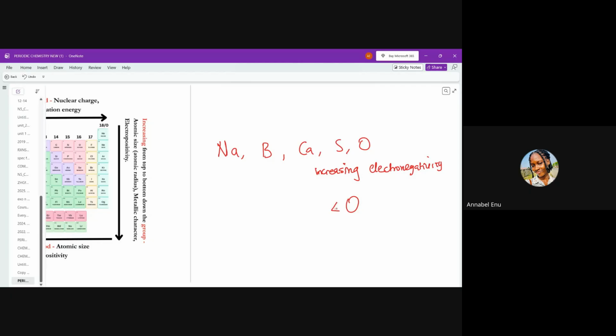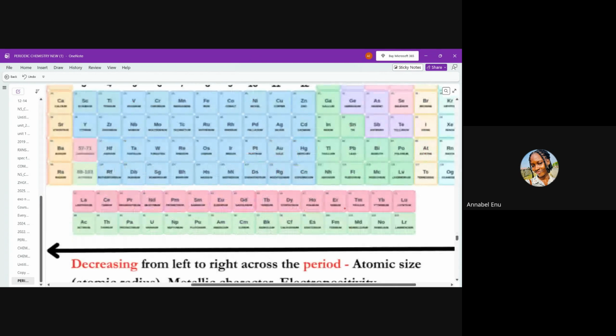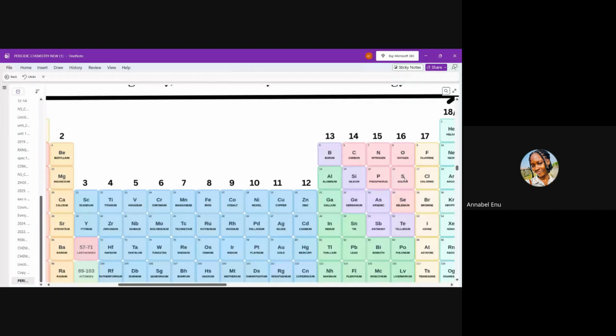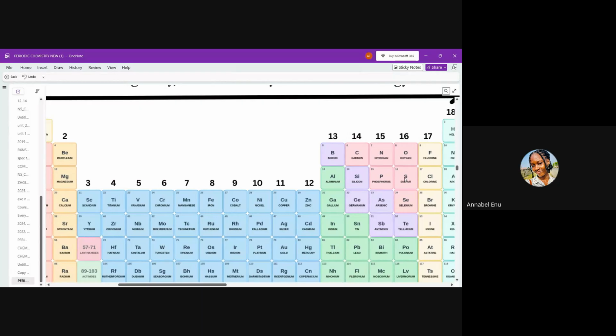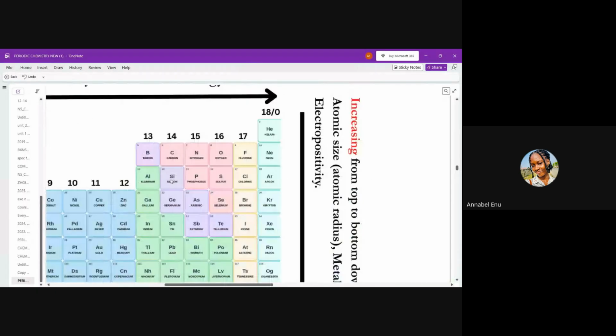So who is going to be next to oxygen? We have a periodic table here in case you want to see it. Look at our periodic tables. Look at where oxygen is. Then sulfur, where is sulfur? Look at where sulfur is. Okay. Then which other one is there? Boron. Boron in group 13, and sodium.